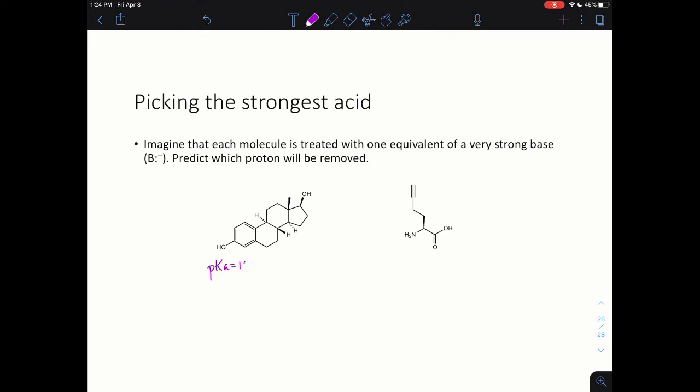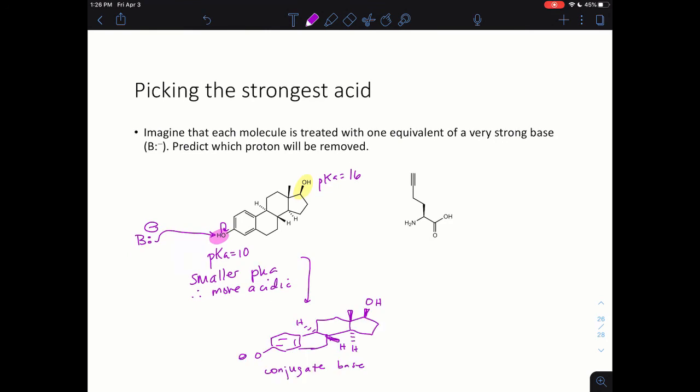Well, on the previous slide, when we looked at this molecule, we identified two acidic protons here in estradiol. The phenolic proton, which has a pKa of about 10, and then the normal alcohol proton that has a pKa of 16. Since the phenolic proton has a smaller pKa, it is more acidic, and the most acidic proton is going to be deprotonated by this base. So it would deprotonate here and generate the conjugate base. Here's the conjugate base.